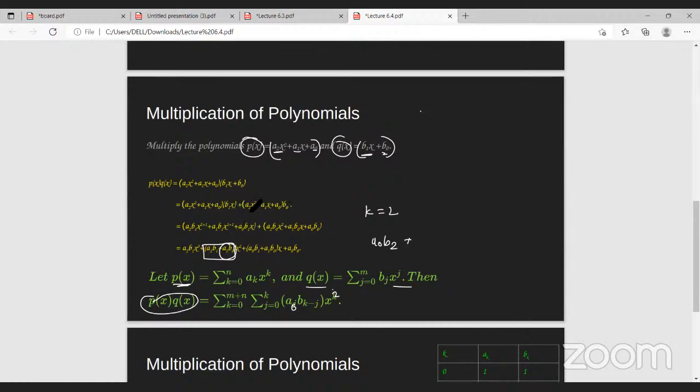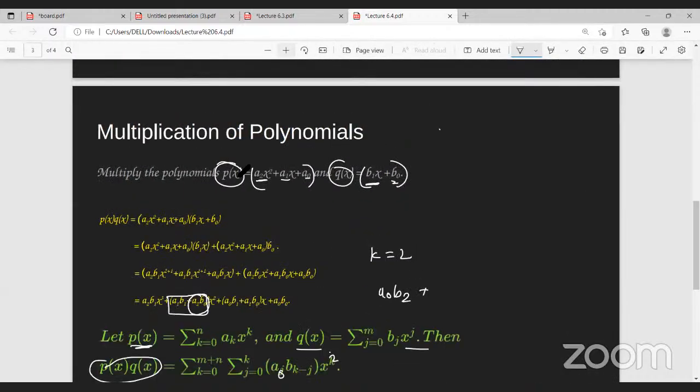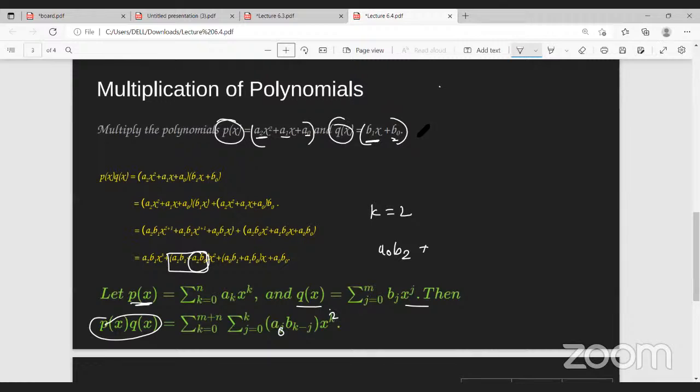Sir, can you just enlarge the slide a bit? Yeah, now it's visible. Okay. a1 b1 plus a2 b0, how? Here you can see what we are doing. We are multiplying the first term with each individual term from the second expression. If we multiply b1 x with the first polynomial's term, we get a2 b1 x, with powers 2 plus 1.